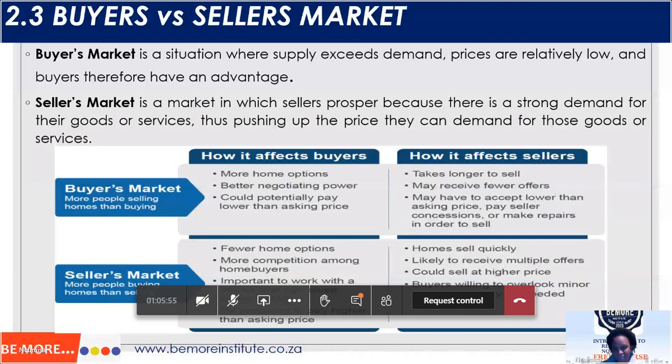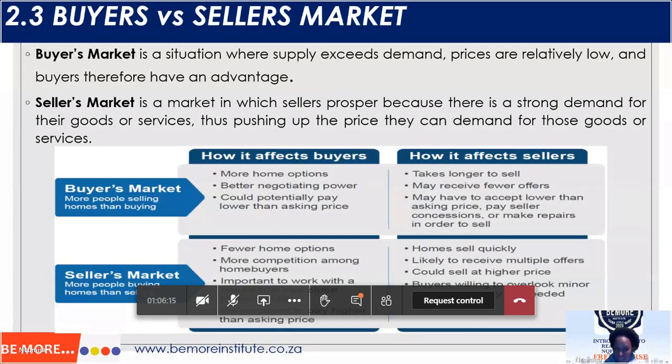What does it mean for sellers? Their homes are selling quickly. You're likely to receive multiple offers, so you have choice. You could sell at a higher price than what's out there in the market, and buyers are willing to even overlook minor repairs because they just want this property. They're even prepared to do the repairs themselves.